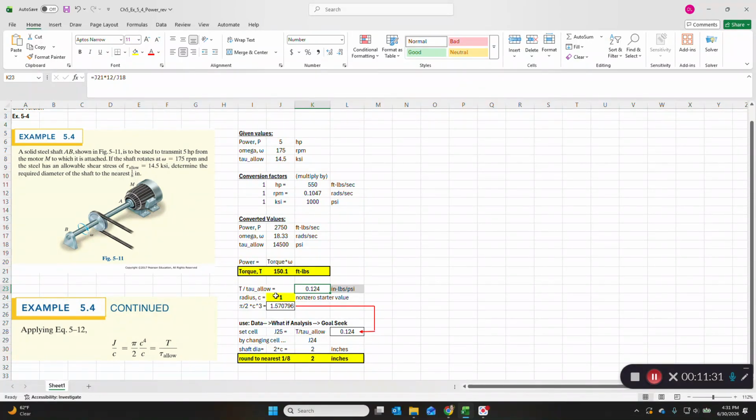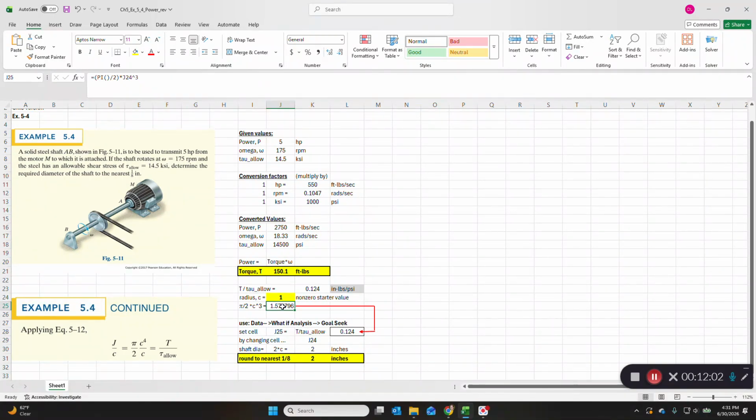And then the radius of the shaft. Well, we're trying to figure out the diameter, right? So that's twice the radius. And we don't know the radius, and we don't know the diameter. So we're going to call the radius, which is C, the variable C, 1. Again, you don't want to use 0. So that means that pi over 2 times the radius cubed is going to give you just simply this value, 1.570796. So about 1.571 roughly, right?